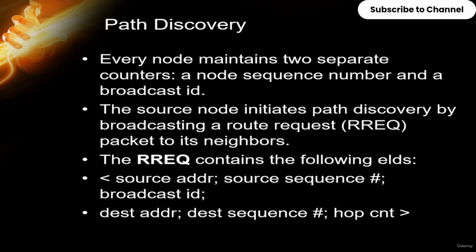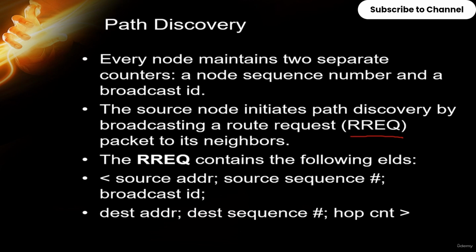Now the first step is path discovery. In path discovery, every node needs to maintain two separate counters. The path discovery process is important whenever a source node wants to communicate with another node in the routing information. In order to do that, it broadcasts the information. The source node broadcasts a route request. For that it uses RREQ, as highlighted here, the route request packet.